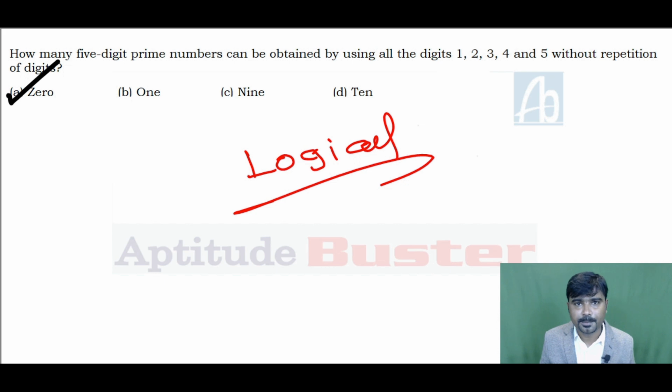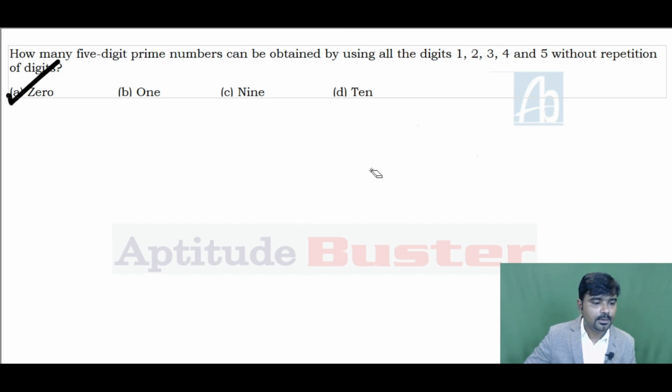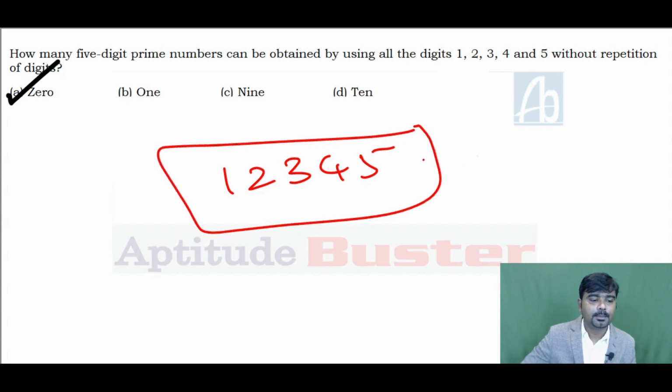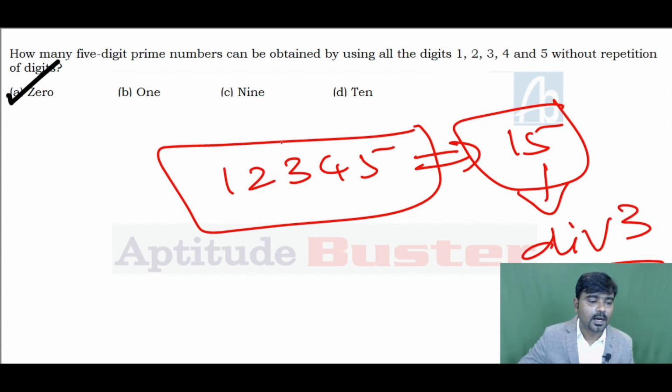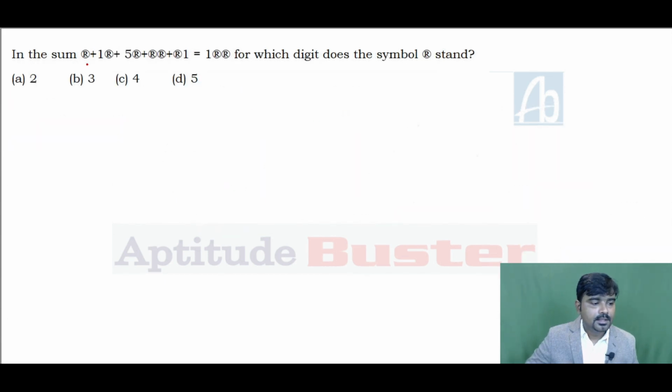What's the definition of a prime number? A prime number should be divisible only by 1 and itself. If I take the 5 digits together, 1, 2, 3, 4 and 5, what's the sum of the digits? The sum of the digits is 15, which is divisible by 3. If you arrange them in any order, it is divisible by 3. That means you cannot form any prime number. So the answer is 0.